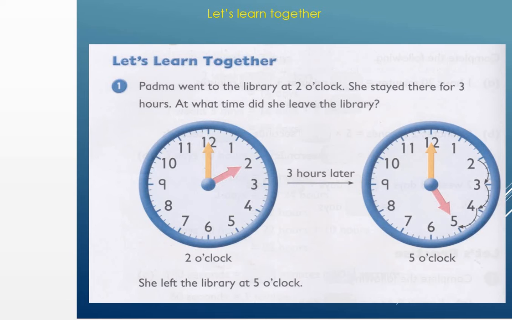Padma went to the library at 2 o'clock. You can see the time. And then she stayed there for 3 hours. So we have to count from 2. And then we go 1, 2, 3. So she left the library at 5 o'clock. So our answer is she left the library at 5 o'clock. The most important is what we have to do is to read and understand. Okay, let's check another example together.